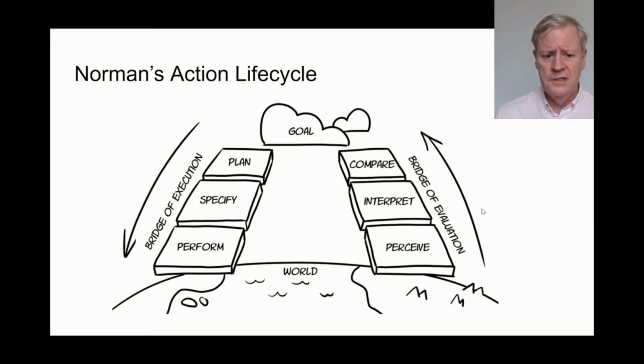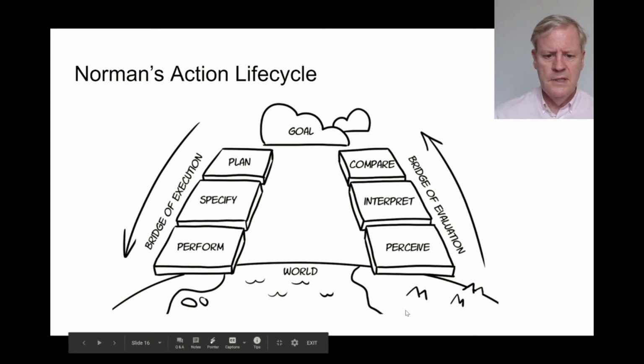After they've done those things, what Norman calls the bridge of execution, then they start to evaluate. They perceive what has happened from that action. They interpret what impact that has had, and then compare: has that achieved my goal yet? And if not, then you're going to go through that cycle again of planning a new action, specifying and performing it, and then perceiving and checking to see if that's achieved their purpose.